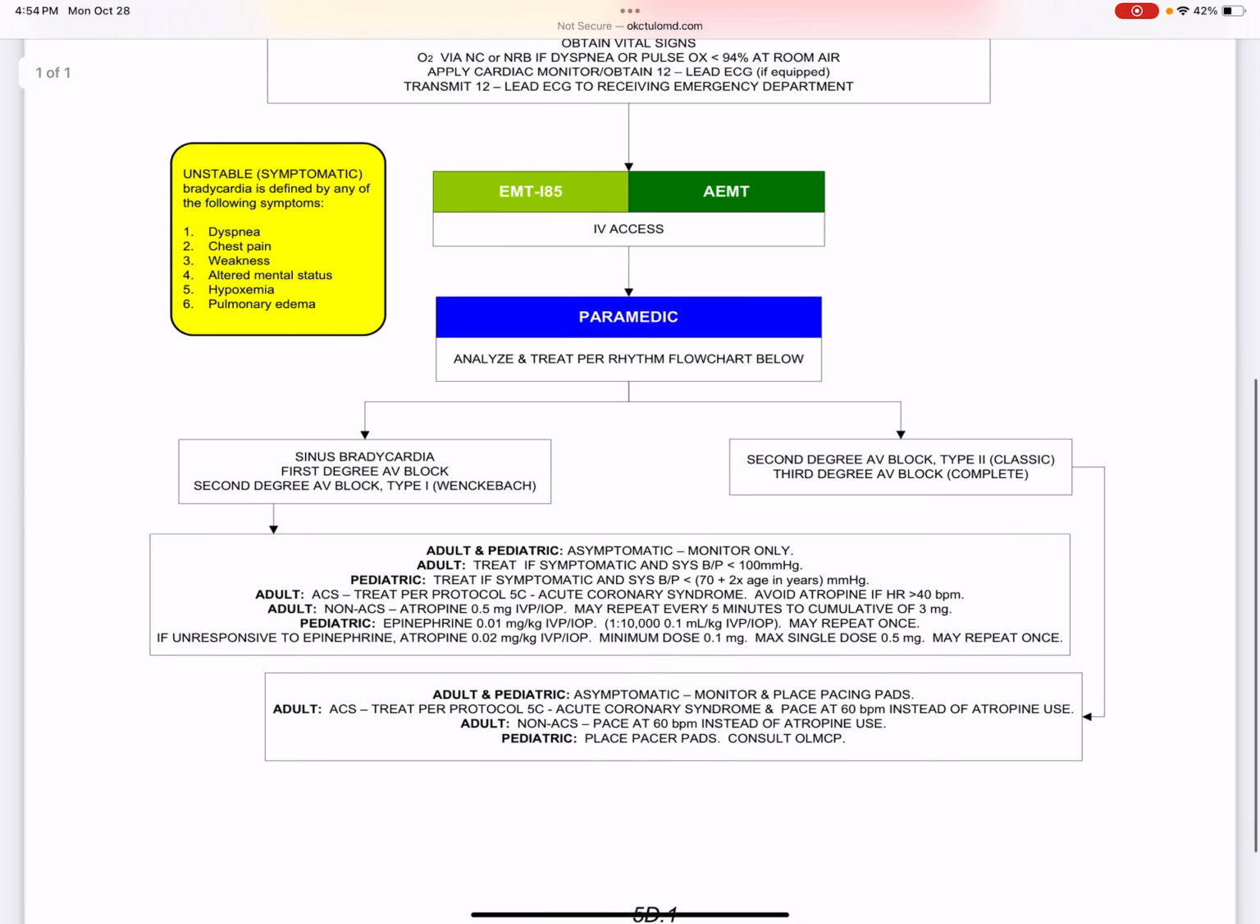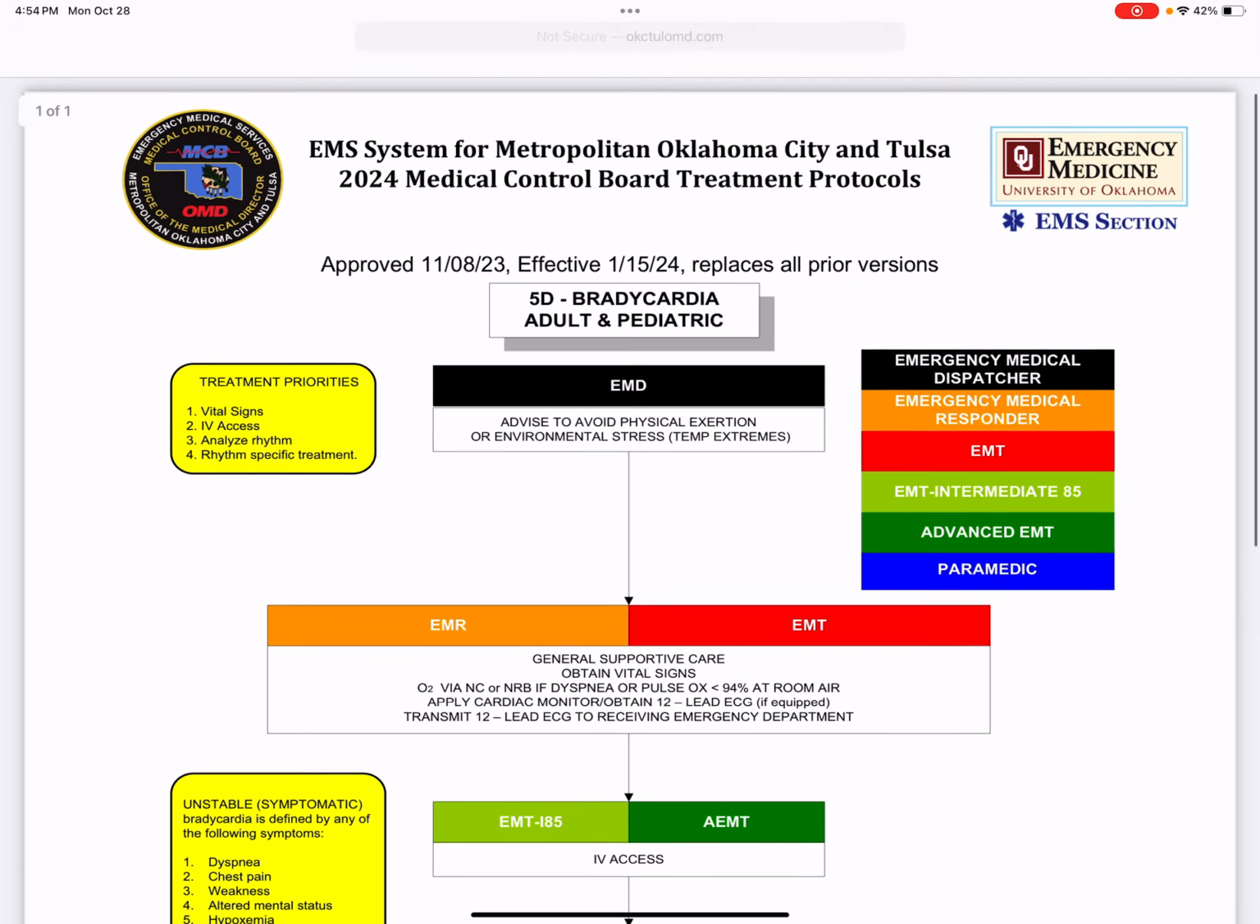So any questions on this, again, feel free to reach out. The big keys on this are just knowing your low degree heart blocks versus your high degree heart blocks and treating if the blood pressure is below 100. And then remembering that if it's ACS and their heart rate's above 40, we do not want to give atropine. So that should be it with this protocol, and we'll keep on moving.